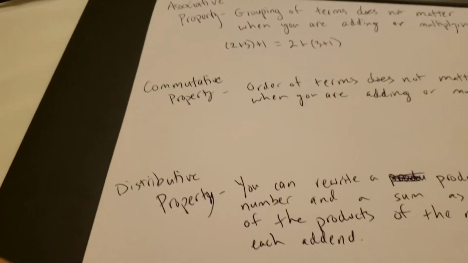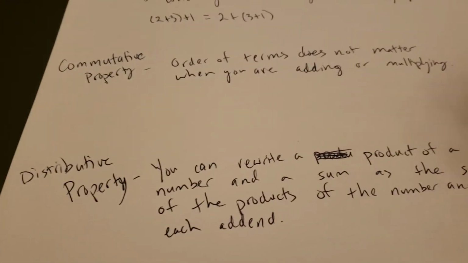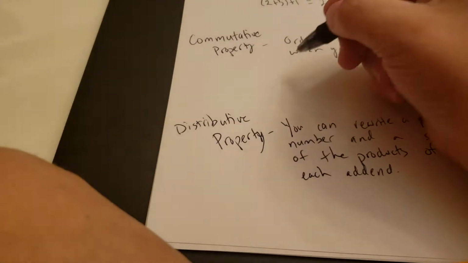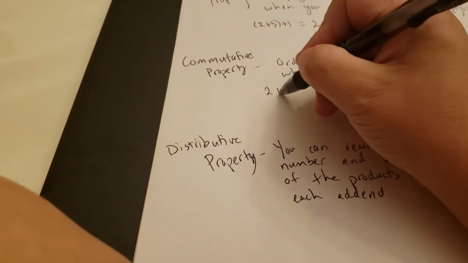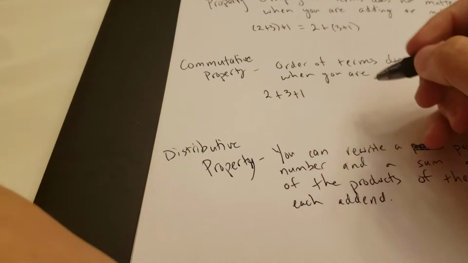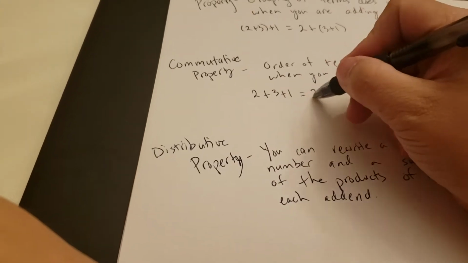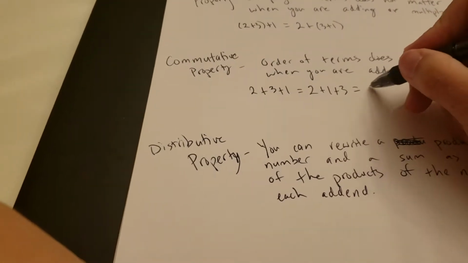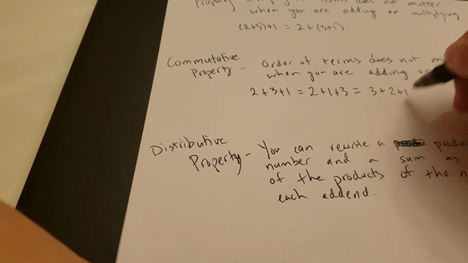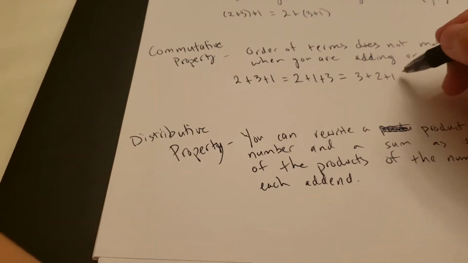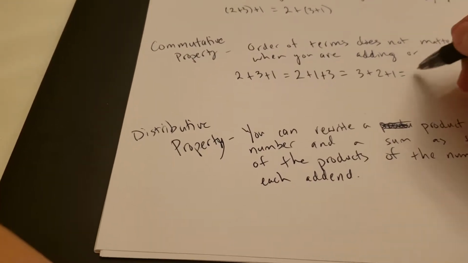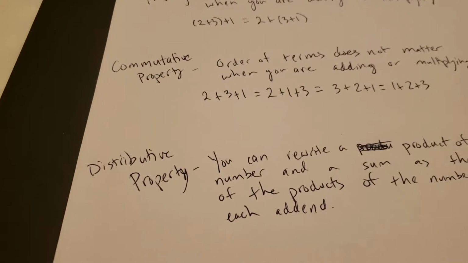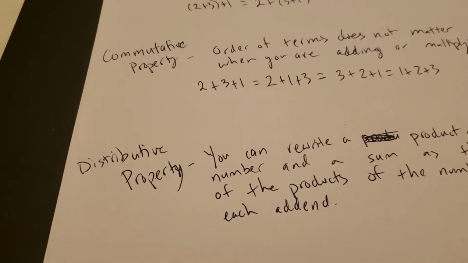Okay? Commutative property, that's where the order of the terms doesn't matter if you're adding or you're multiplying. So that's like if I were to say 2 plus 3 plus 1, that's the same thing as 2 plus 1 plus 3. That's the same thing as 3 plus 2 plus 1. Anyway, I write these three terms, and there's three other ways of doing that. 1 plus 2 plus 3. It doesn't matter what order I write them in, because I'm adding all of them.